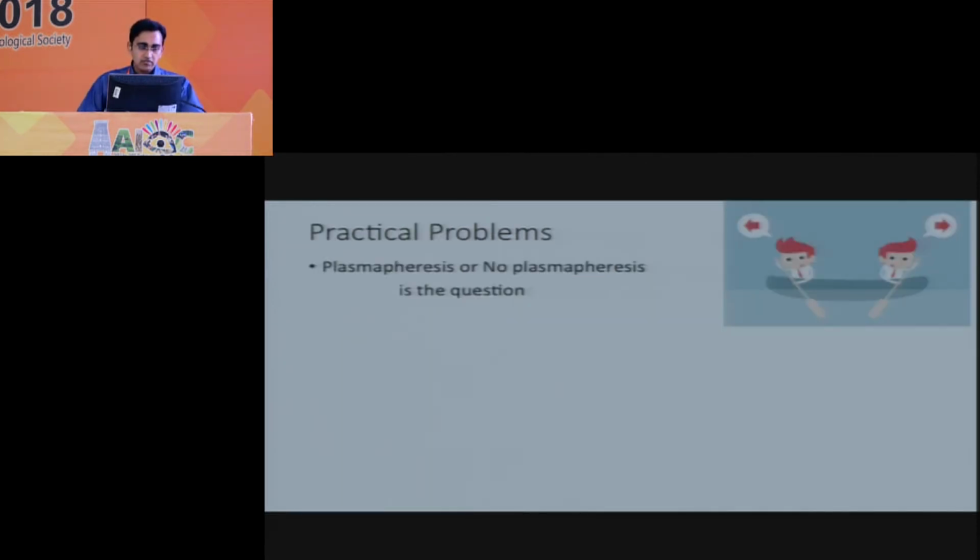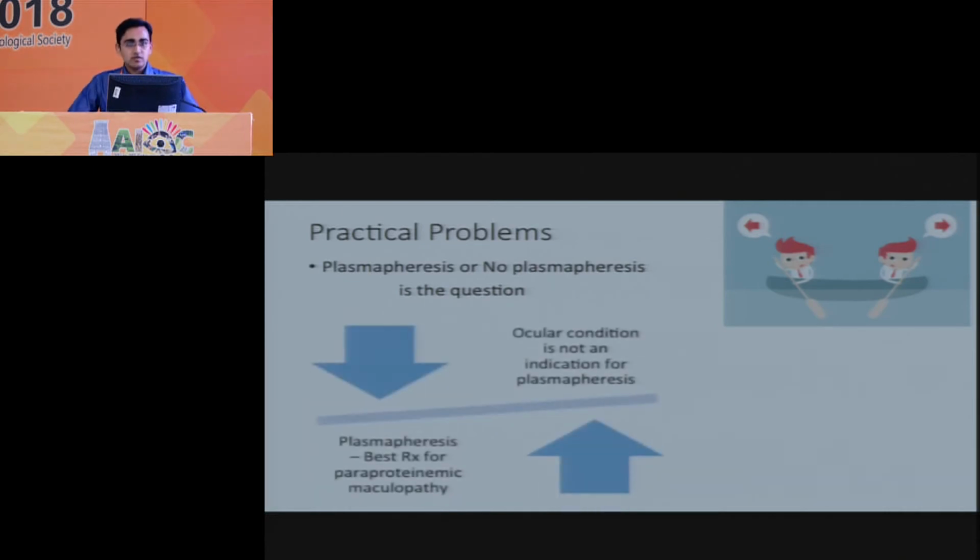The practical problem which we faced in management of this patient was whether to go ahead with plasmapheresis or not, because from an ophthalmologist's perspective, plasmapheresis is the best treatment for maculopathy, but for the physician, maculopathy is not at all an indication for plasmapheresis.